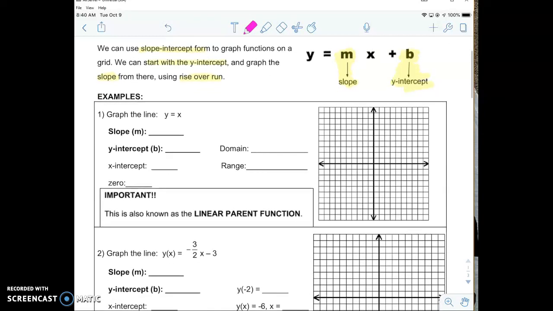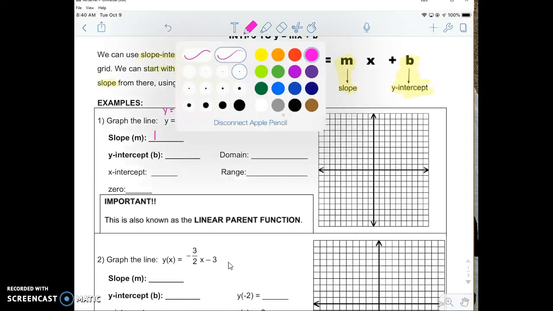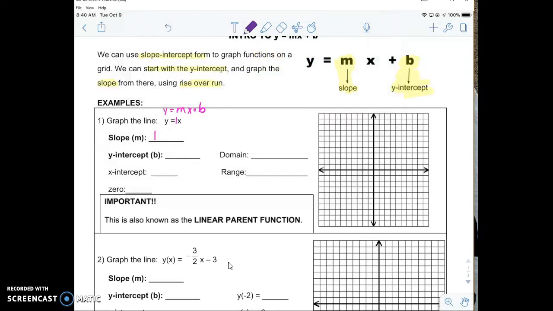Number 1. Graph the line y equals x. This is in the form y equals mx plus b. Remember that if there's no number in front of that x, then the coefficient is a 1. So my slope is 1. If I'm thinking rise over run, this is going to be up 1 over 1.